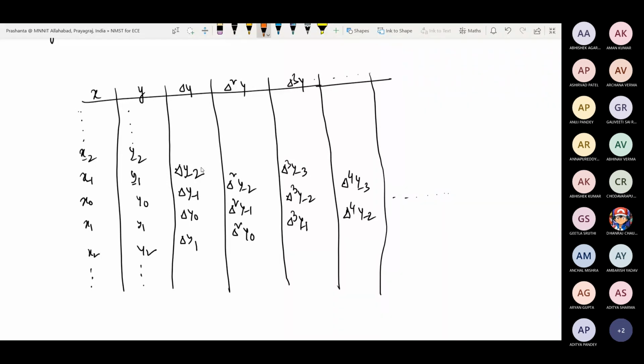So now you note two lines. One will be the forward line, another will be the backward line. The line will start from y naught: y naught to delta y naught to del square y minus 1, del square y minus 1 to del cube y minus 1, del cube y minus 1 to del 4 y minus 2, and so on. So this is known as the forward line in the central difference table.